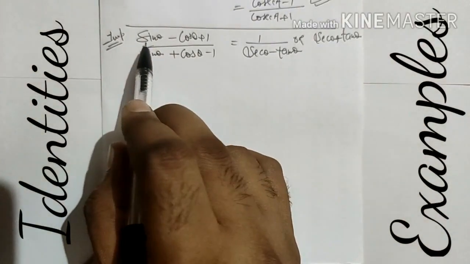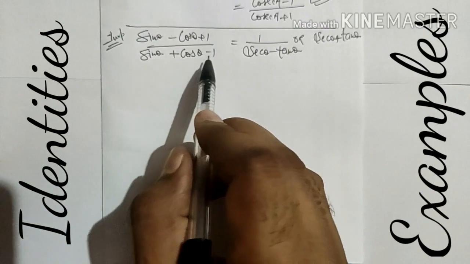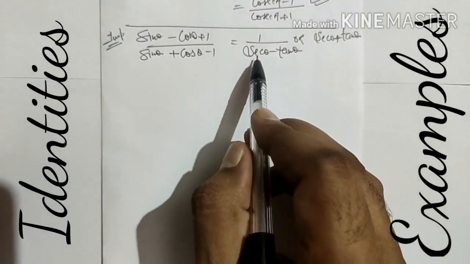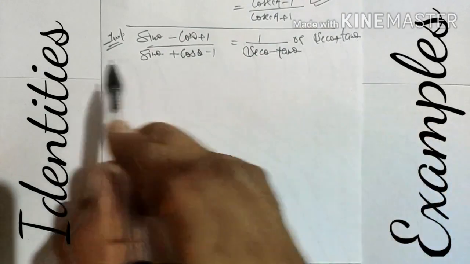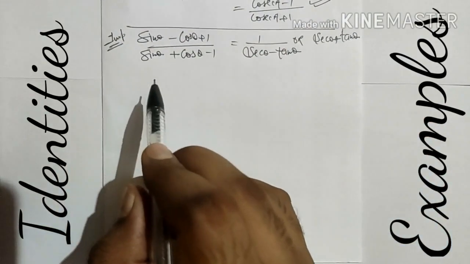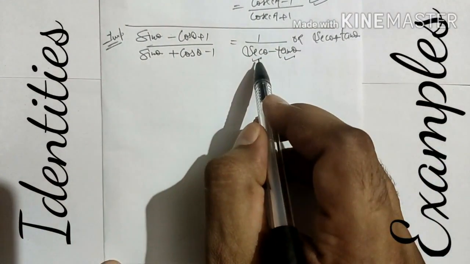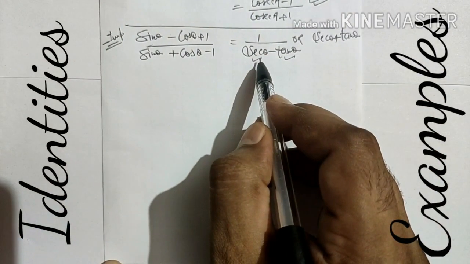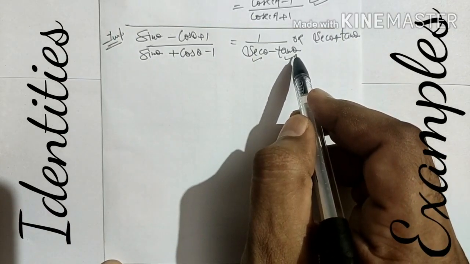We have to prove now sine theta minus cos theta plus 1 divided by sine theta plus cos theta minus 1 is given by 1 upon secant theta minus tangent theta, otherwise secant theta plus tangent theta. This is an important question from examination point of view. If we see our right hand side, secant theta and tangent theta. Secant theta is the reciprocal of cos, means cos comes in denominator. Tangent theta is given by sine theta by cos theta, means cos comes in denominator.